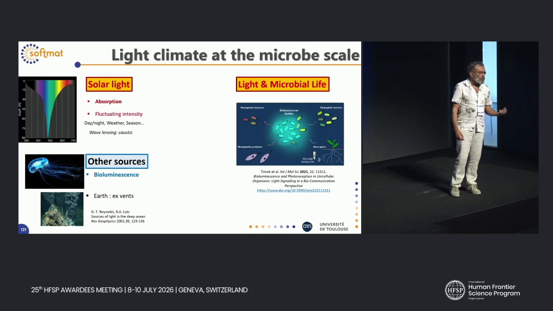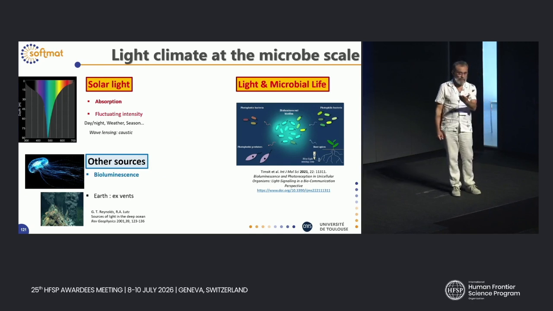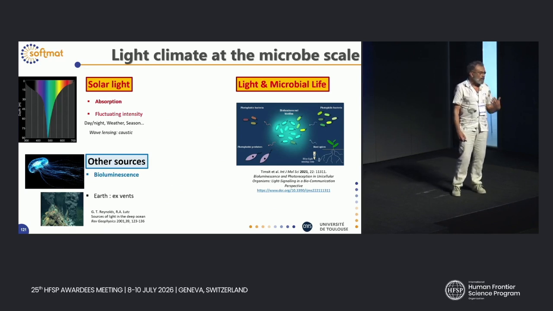So when you are a microbe, what is light for? It's just like for the butterfly. The light can be used to observe prey or to hide from prey. It can also be used to get food, as a photosynthetic organism or as a phototrophic organism.